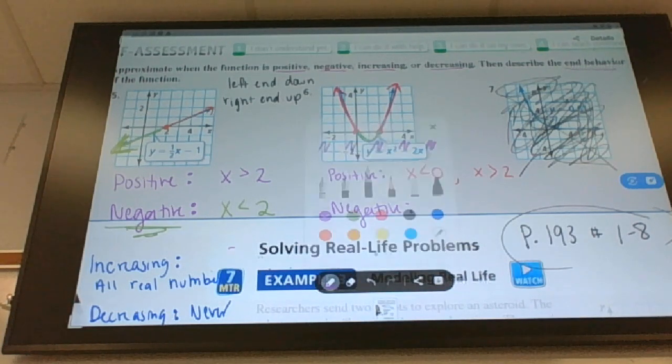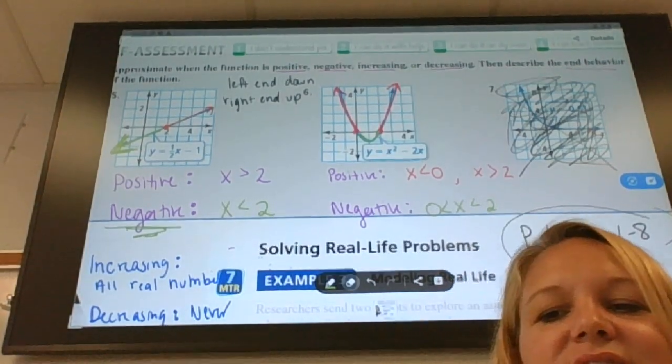Why you guys packing up? At least look at it. Does it make sense? Stop packing up, guys. You guys still have 2 minutes.